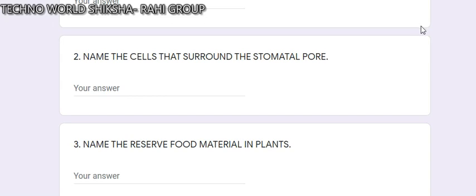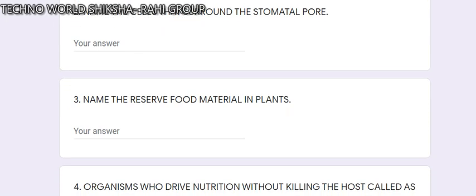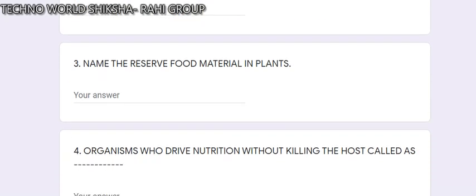Now we are moving to your question number 3, which is: name the reserve food material in plants. In case of plants, the excess of the food is stored as the reserve food material but in the form of some other substance, and that form in which the food material is stored is called starch. So starch is the form in which the plant stores the reserve food material.